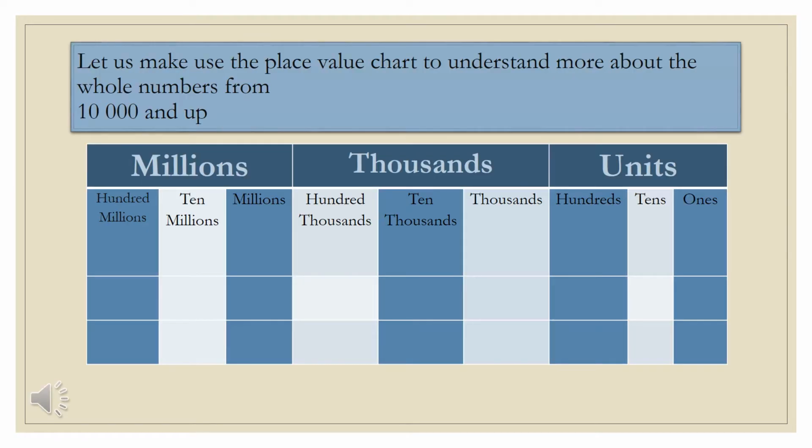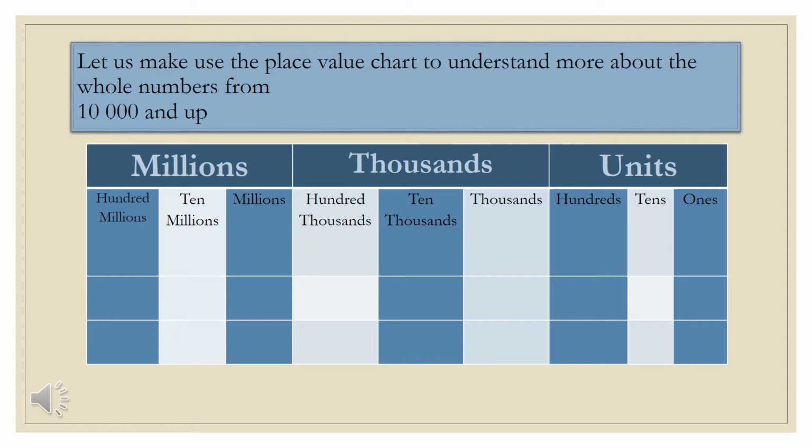Let us make use of the place value chart to understand more about the whole numbers from 10,000 and up. Look at the picture below. There are 3 periods in the table. The first period is the millions. Under the millions are 100 millions, 10 millions, millions.